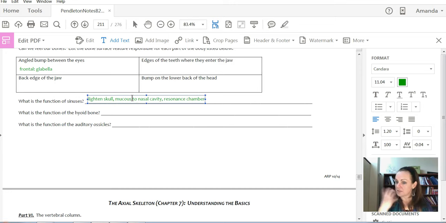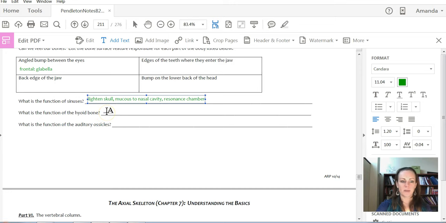Another thing that it's going to do is it serves as a resonance chamber. So that's what helps give your voice the quality that it does. And often that's actually why children sound a little bit different. Their voice has a different resonance to it because the skull is not fully formed and the sinuses are not fully formed into their adult locations. And so those sinuses don't act quite as much as a resonance chamber in children.